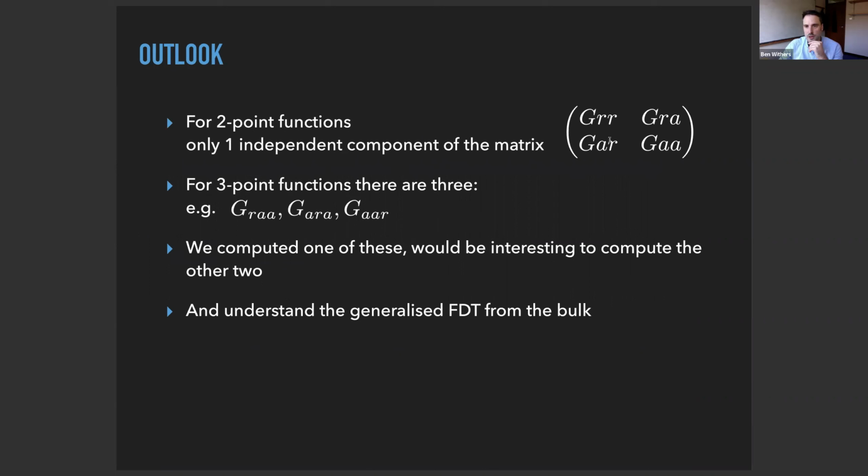A couple of points of outlook. We were interested in this matrix of correlation functions. In this case, for 2-point functions, there was only one independent component. But for 3-point functions in this 3x3 matrix, there are actually 3 independent components. We only computed one of these, GRAA, this fully retarded version. But there are 2 more, and it would be interesting to try and compute these holographically. It would be less simple to do because it won't be related to a simple ingoing boundary condition. And then try and understand what this means physically and what the associated fluctuation dissipation theorems are.